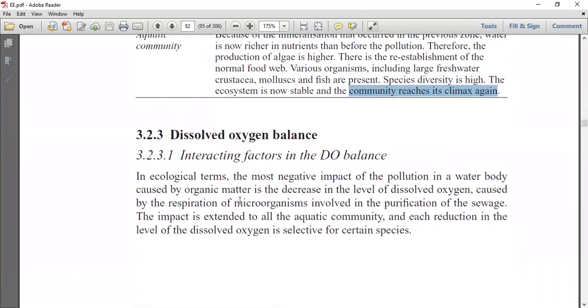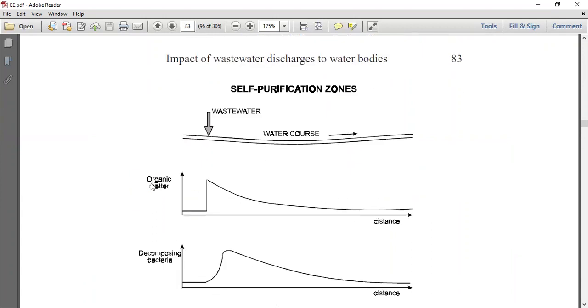Dissolved oxygen balance. Interacting factors in the dissolved oxygen balance. In ecological terms, the most negative impact of the pollution in a water body caused by organic matter is a decrease in the level of the dissolved oxygen caused by the respiration of the microorganisms involved in the purification of the sewage. The impact is extended to all the aquatic community, and each reduction in the level of dissolved oxygen is selective for certain species.